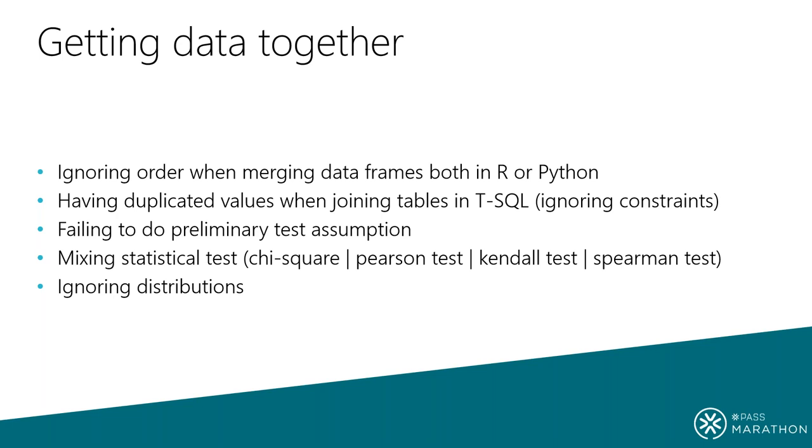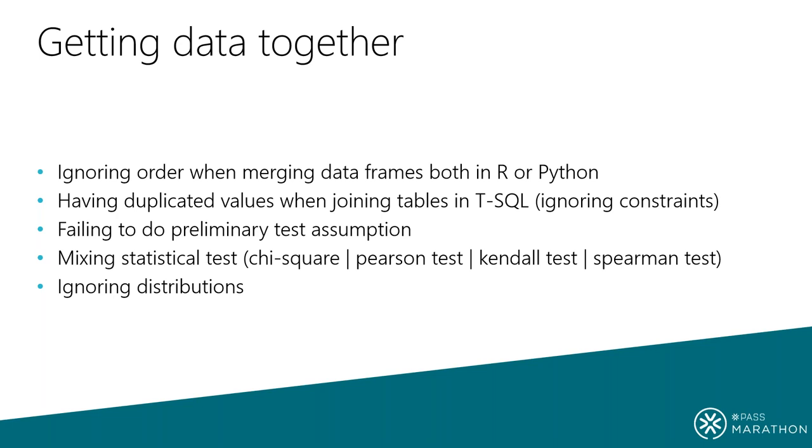Once you have, let's say, your weapon of choice, both R and Python, it really depends on your flavor. Keep in mind that when merging different data sets from R and Python, the order of those data frames is very important. And then once we have some data together, we want to have some univariate statistics, and those are very important as well. I've seen in the past people just ignoring the differences between statistical tests. What is the difference between the Pearson, Kendall, and Spearman tests? Nobody really knows, but they just do it. And of course, ignoring the distributions.